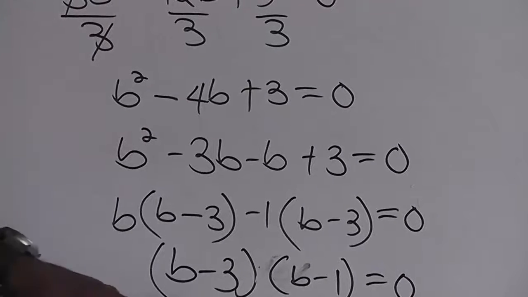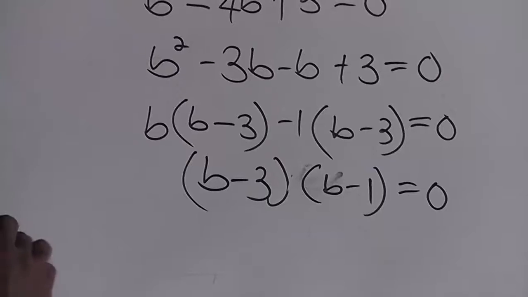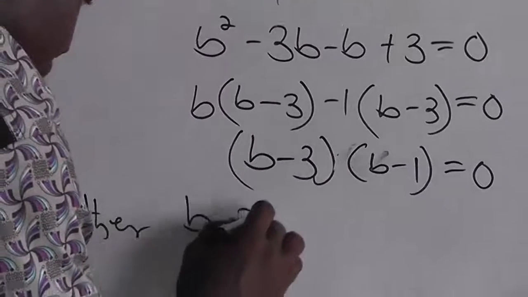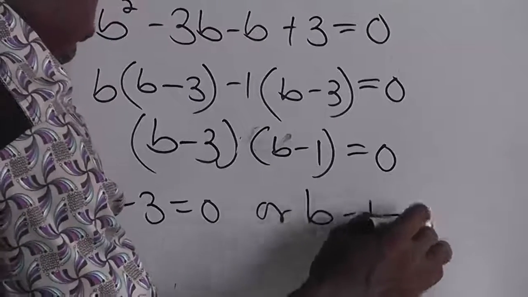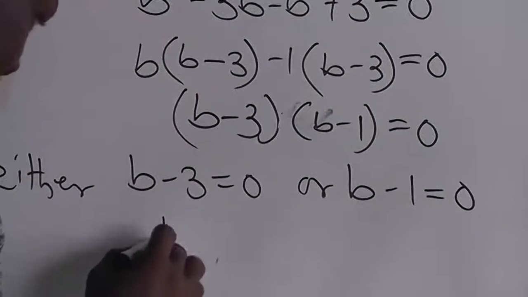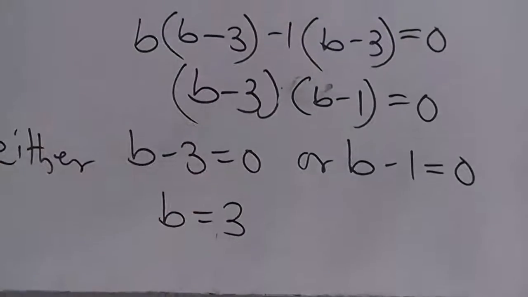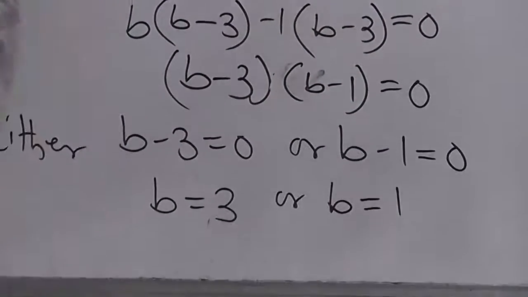So for the product of these two brackets to be equal to 0, either one of them must be 0. So either b minus 3 is equal to 0 or b minus 1 is equal to 0. So if you collect items, b will be equal to 3. Of course, if this 3 is crossing to this side, it becomes plus. Or b is equal to 1.